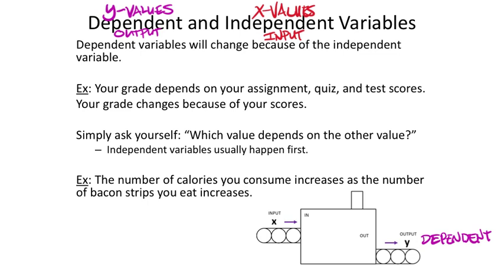So this first sentence right here, it may seem kind of redundant, but dependent variables will change because of independent variables. This should make sense with the machine. What comes out will depend on what you put into the machine. You put something in, and then you can figure out what comes out. So yeah, our input there is independent.